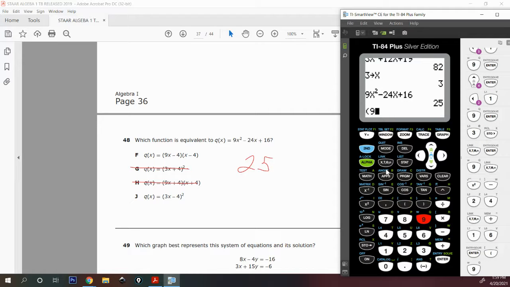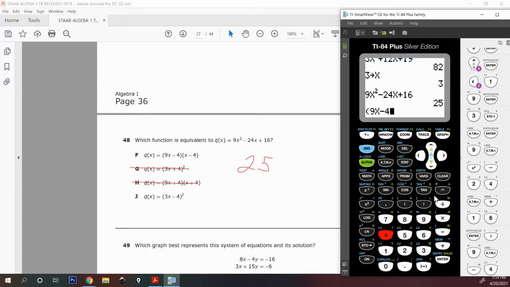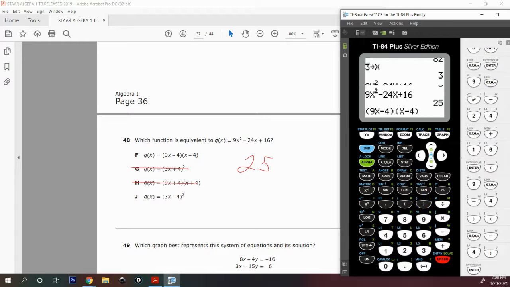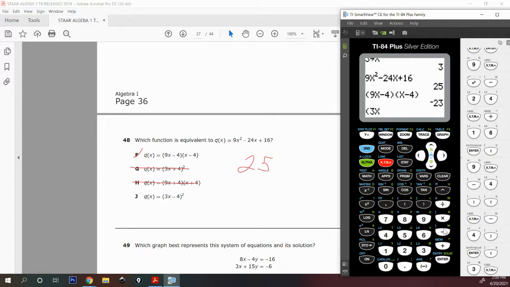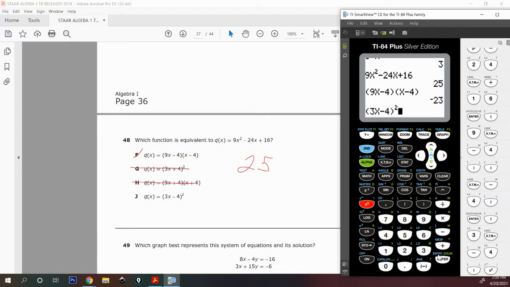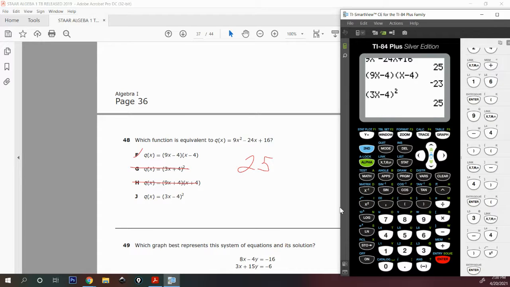All right, we'll do 9x minus 4, and we're going to do x minus 4, which is -23. So that does not sound right. And then we've got (3x minus 4) squared, 25. That's the number we were looking for, so it's J.